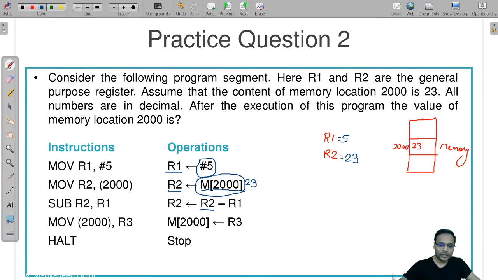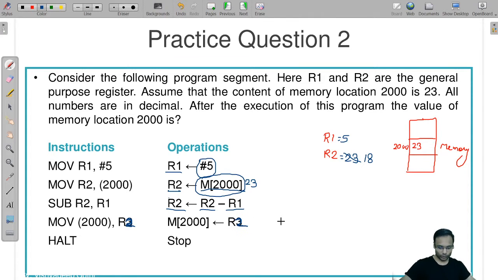Now R2 is equal to R2 minus R1. So 23 minus 5 gives me the value 18 in register R2. Right? Okay, there is a small change here. Actually, that's a mistake here. It should be R2, not R3. So it's R2. There is no register R3 here.